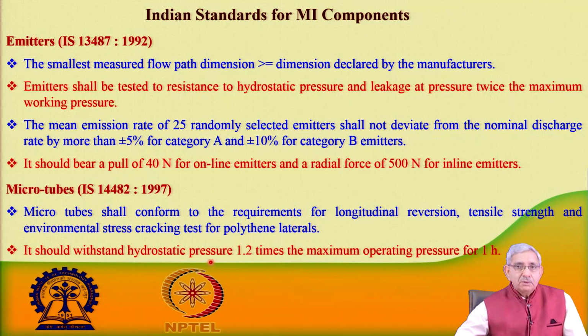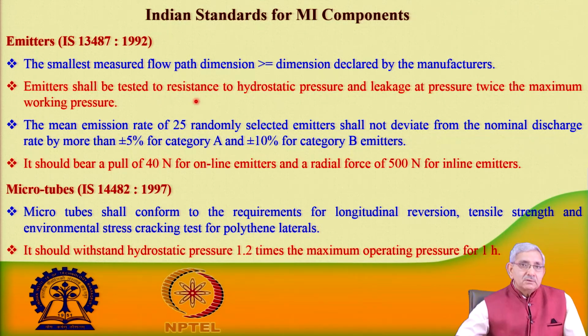Emitters, which just now we were talking about, is the smallest component, and a very important component of the micro irrigation system. So, smallest measured flow path dimension, and then the dimension declared by the manufacturer, that is, what is the size of the orifice from which the water is emerging. If it is a micro tube, there will be one dimension, and if it is a very fine tape bivalve kind of a system, there it will have a different dimension.